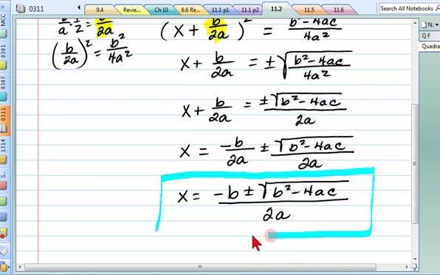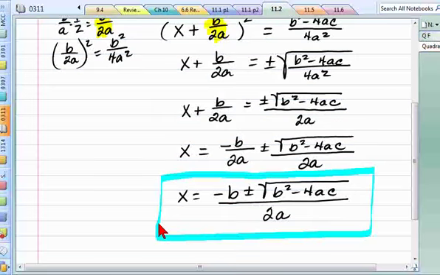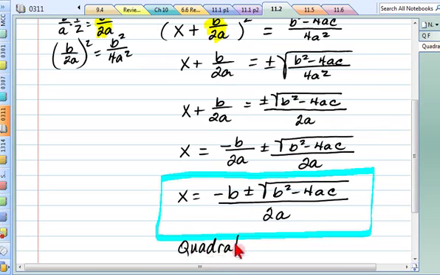So although you didn't need to write anything else down, you probably should write down that statement. That is what's known as the quadratic formula.